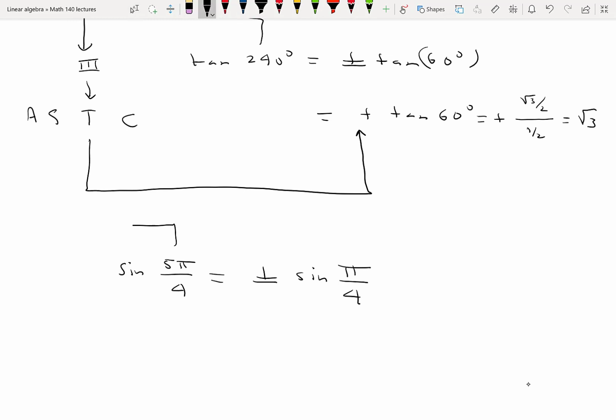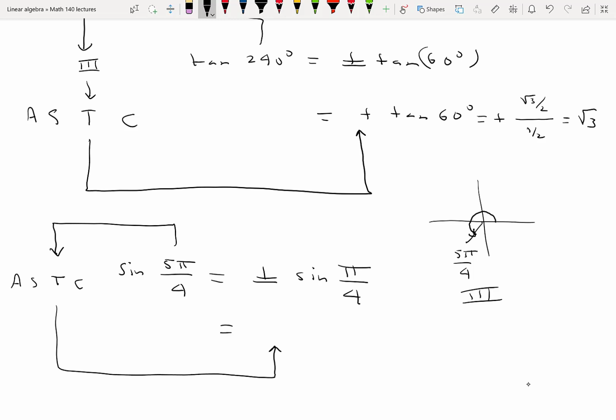Then you ask yourself, where is 5 pi over 4? It's in quadrant 3. Pi plus pi over 4 is 5 pi over 4. So I'm in quadrant 3. All students take calculus. In quadrant 3, the tangent is positive. I'm not looking at tangent. I'm looking at sine. So it's negative sine of pi over 4. The sine of pi over 4 from the chart of special values is radical 2 over 2. So the answer is negative radical 2 over 2. This is an easy device.